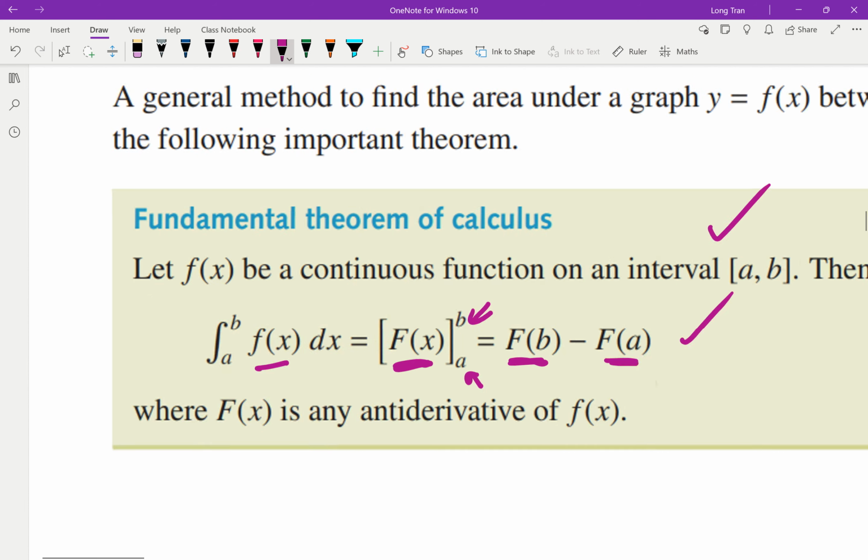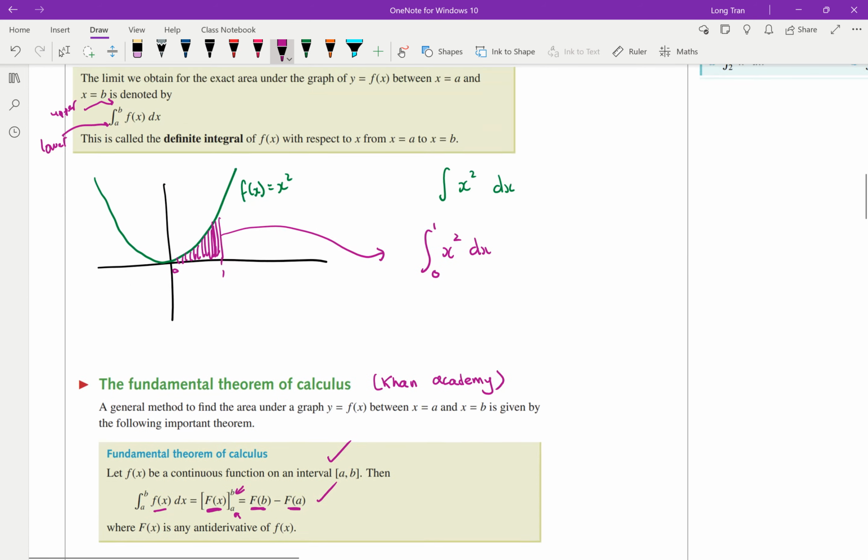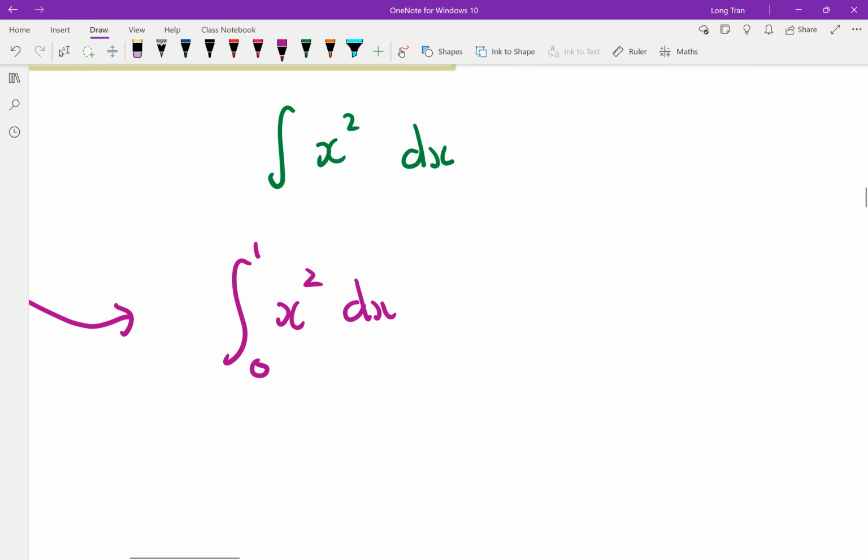Okay? So here's an example. If I were to solve this one, what is the area under the curve?